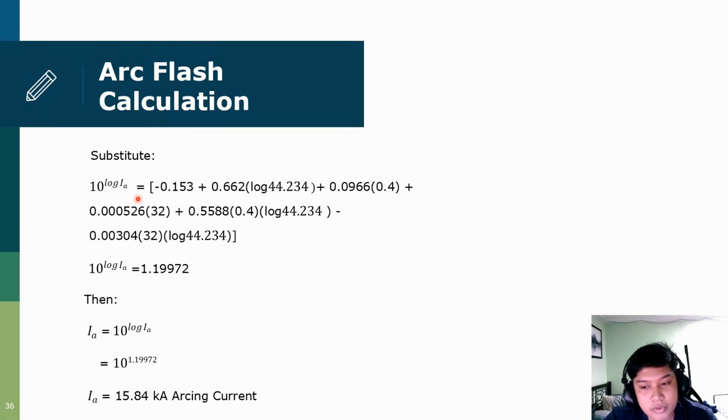Now we substitute the variables into the formula. We have the result of 1.19972. Substitute this value to the previous formula, which is this one. We have 10 raised to 1.19972, so our arcing current is 15.84 kiloampere.